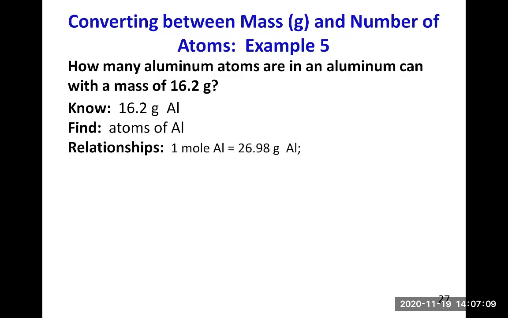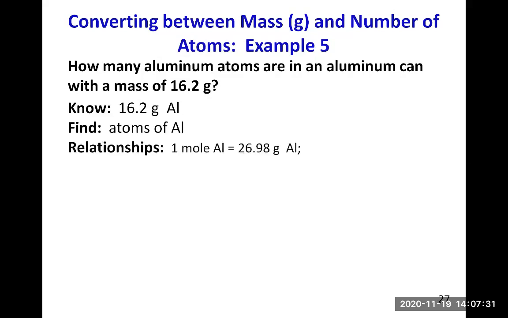So first, let's say that between grams and number of atoms, there is no direct relationship, right? We know that we will need to go through moles, because we can relate grams to moles and then moles to number of atoms. So we will need the molar mass of aluminum.